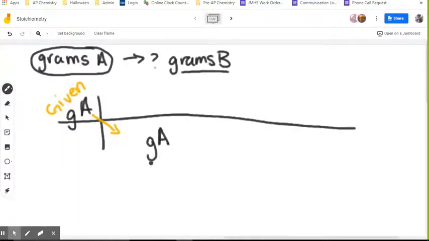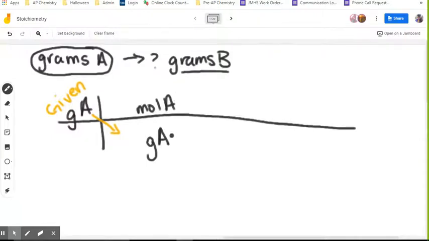Okay, so remember, we have to get to grams of B. We have to somehow convert over to B. We cannot just put grams of B above it, right? That is not possible, ever, never. It does not make sense ever. Don't do it. So what we have to do is we have to be in the words of the mole, right? We have to be in Moletown. So we're going to travel to Moletown.